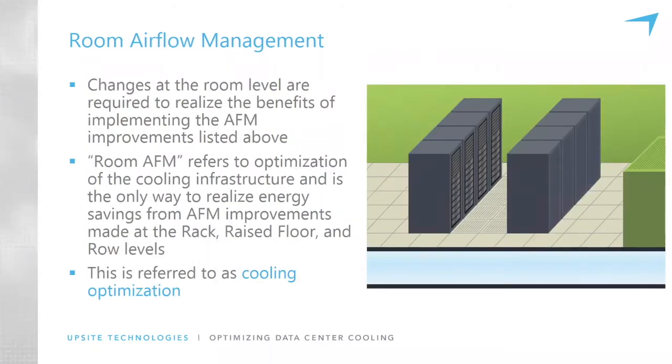Now looking at room airflow management, we're talking again about the optimization process. Changes at the room level are required to realize the benefits of all that airflow management work that's been done, all those products, those things that have been put in place. Once that's done, we can make changes at the room level to realize the energy savings and the myriad of other benefits. And this begins the process of cooling optimization.